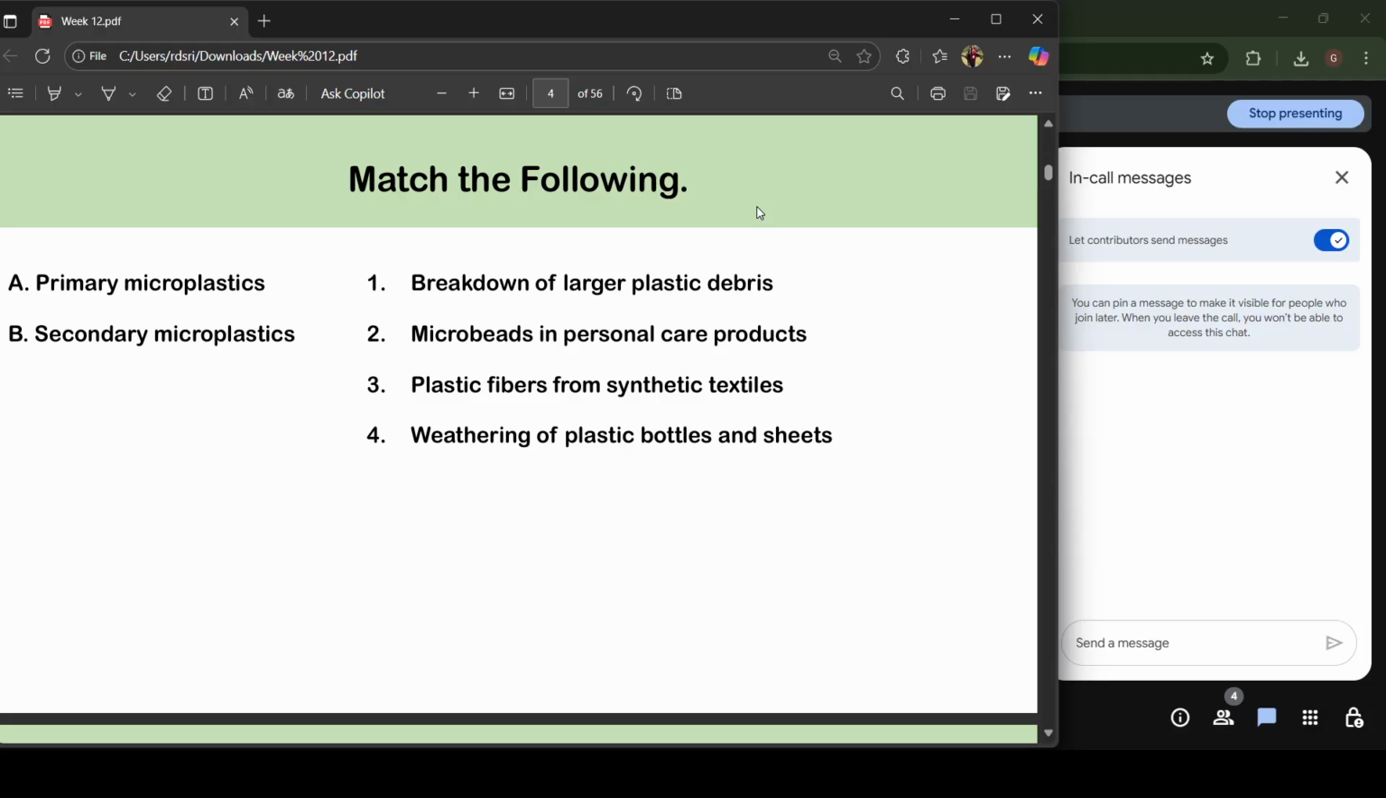You have to again match the following, but for each option you can match two options from the right. For primary microplastics, you will match two out of these 1, 2, 3, 4, and with secondary microplastics also you are going to match two options out of these 1, 2, 3, 4.